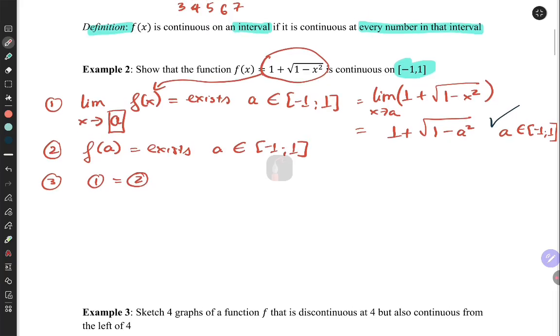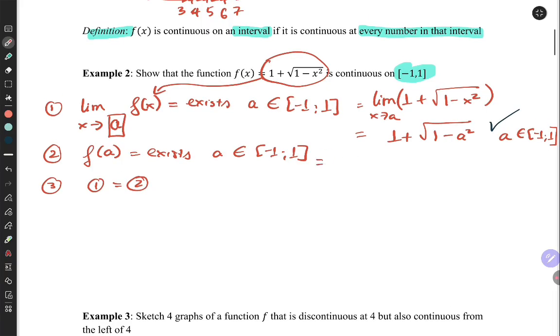How about f of a? You plug in a, right? It's also defined and exists, right? If a is between -1 and 1, therefore this also exists. Number 1 gets me that, number 2 also gets me this. They're identical, right? 1 and 2 equal each other.